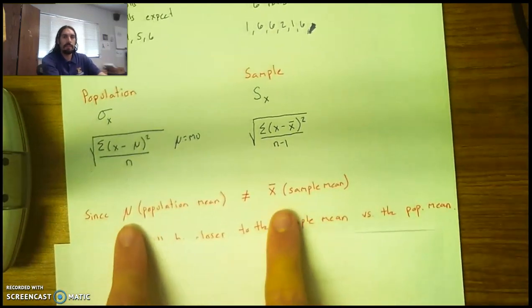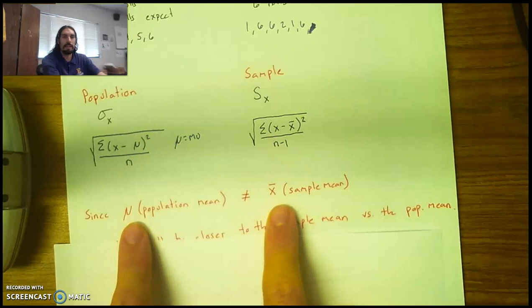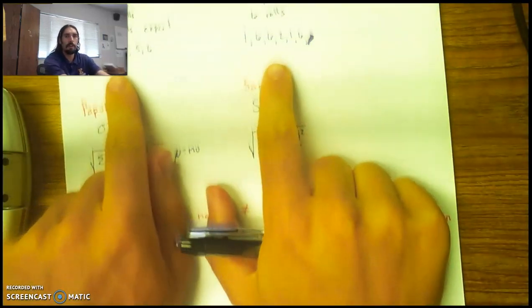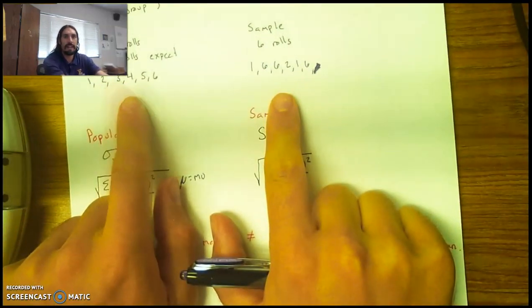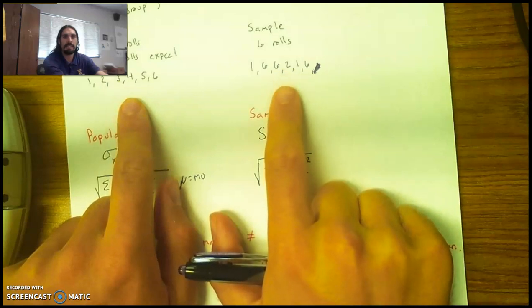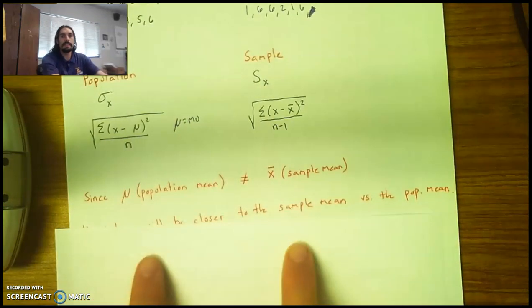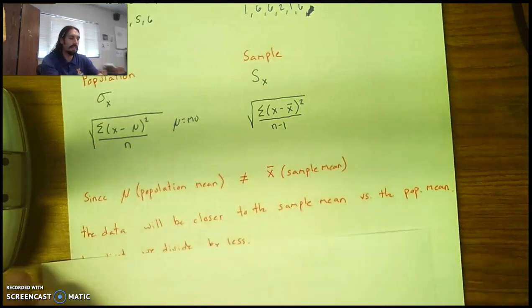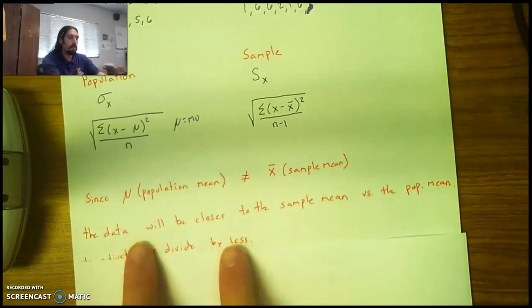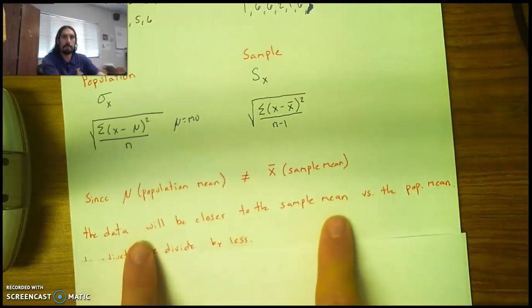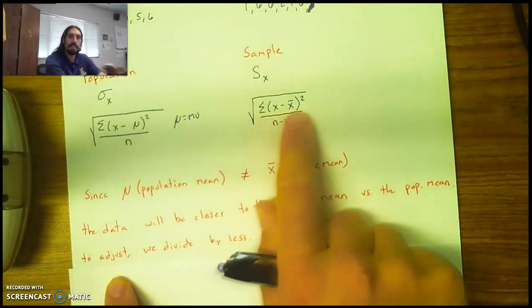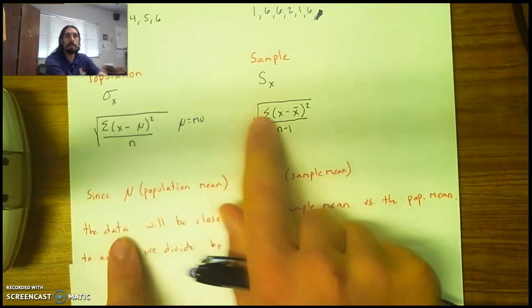Since mu, our population mean, and our sample mean are not the same, right? Because if I pull a few values, that average is going to change. We can see that up above. What would have been an average of 3.5 is going to be a lot closer to 6 in this example. So because the means are not the same, it turns out that when you go through the process of trying to calculate everything, the data will be closer to your sample mean than the population mean. As a result, this S of x is going to be bigger.